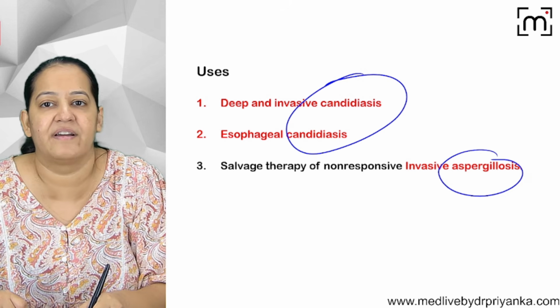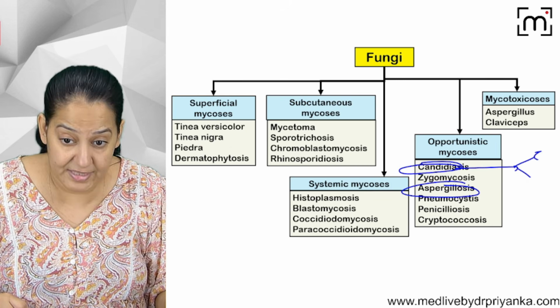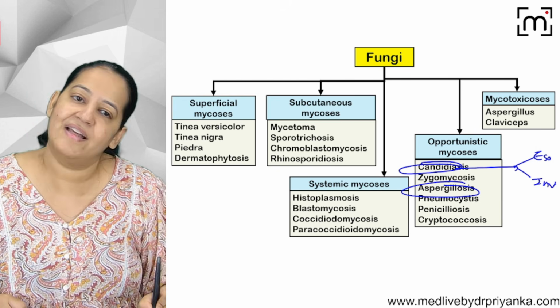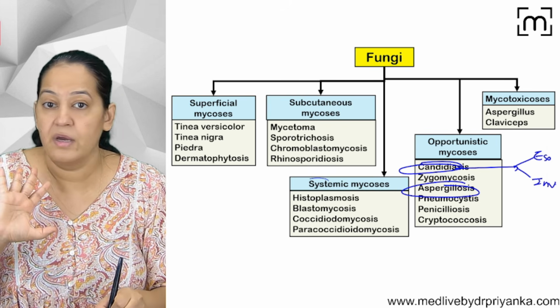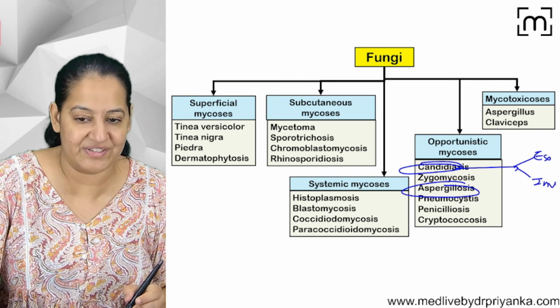Candidiasis has two types: invasive candidiasis and esophageal candidiasis. So it is esophageal candidiasis, invasive candidiasis and aspergillosis. It is not for histoplasma, blastomyces, coccidioides, paracoccidioides and others. No. In contrast to amphotericin B.